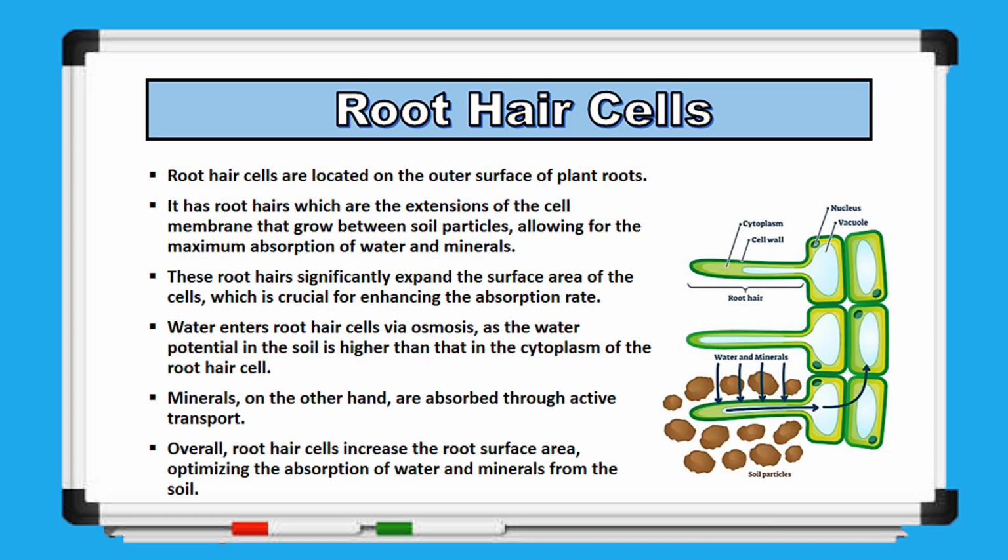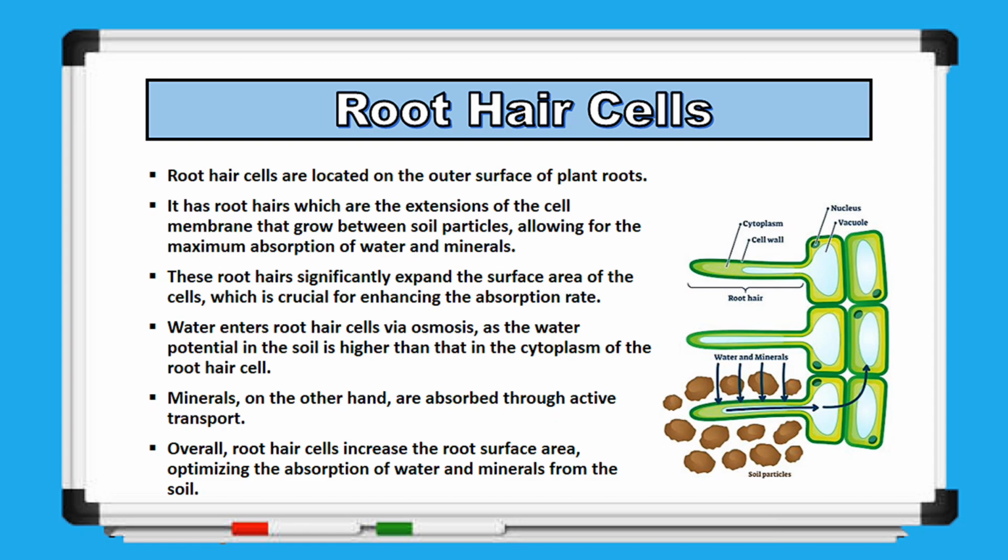Now, talking about root hair cells, these are found on the outer surface of plant roots. They have tiny root hairs, which are extensions of the cell membrane that grow between soil particles. This clever design allows them to absorb the maximum amount of water and minerals. These root hairs greatly increase the surface area of each cell, and that's really important, because the bigger the surface area, the faster and more efficiently absorption can happen.